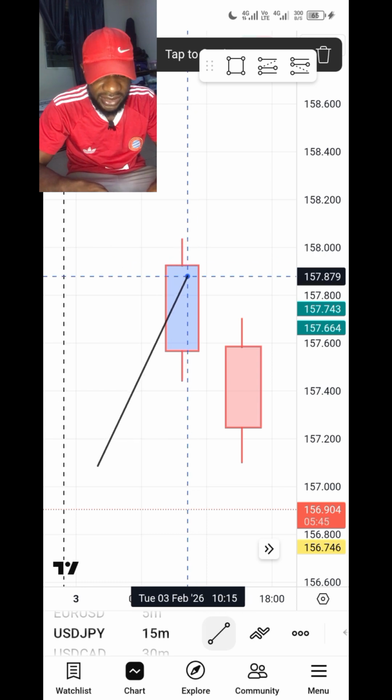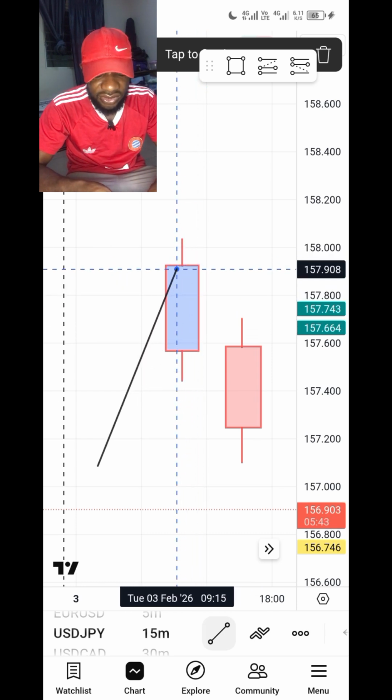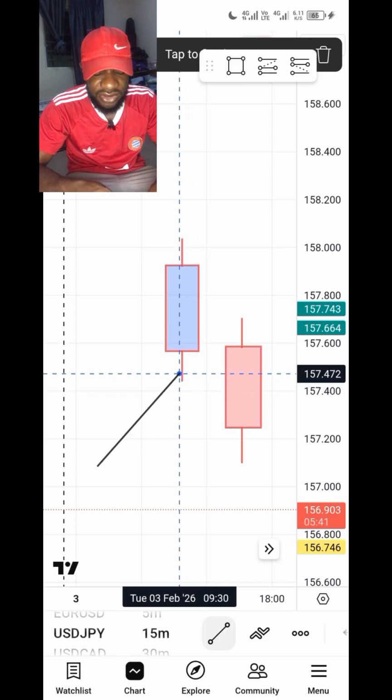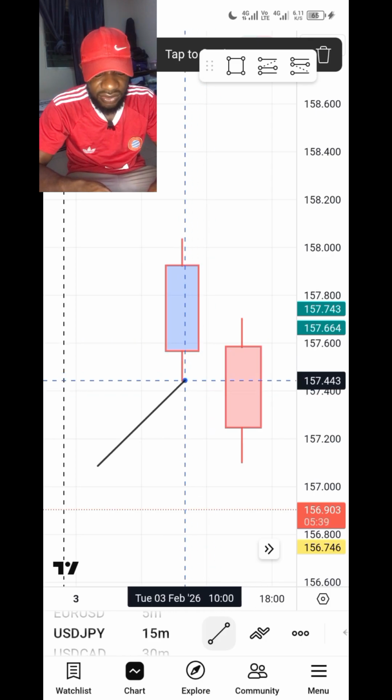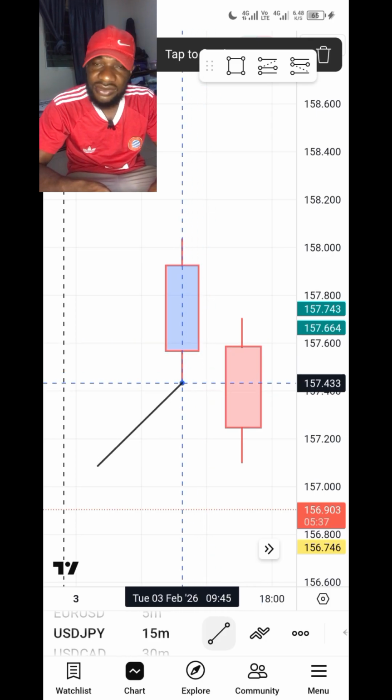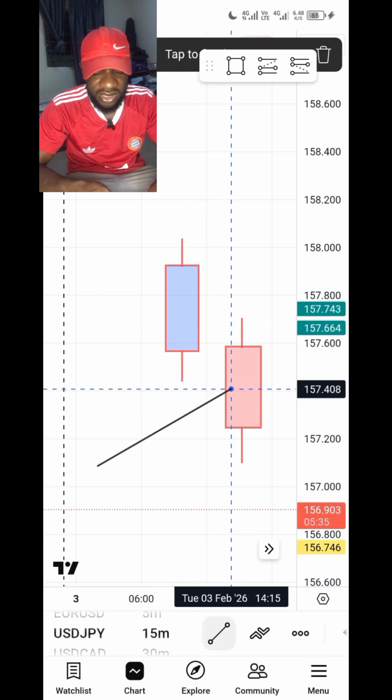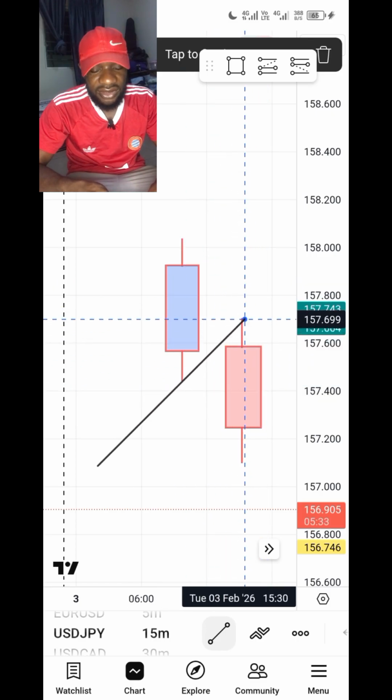So each time price closes like this, if you are buying, what you're supposed to do is always target the lows. Make sure price comes down below this low in a bullish candle, then you start buying. And likewise for a bearish candle, each time price comes here, you start buying.